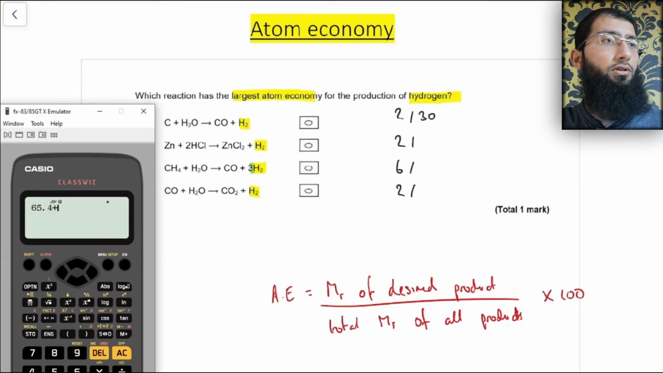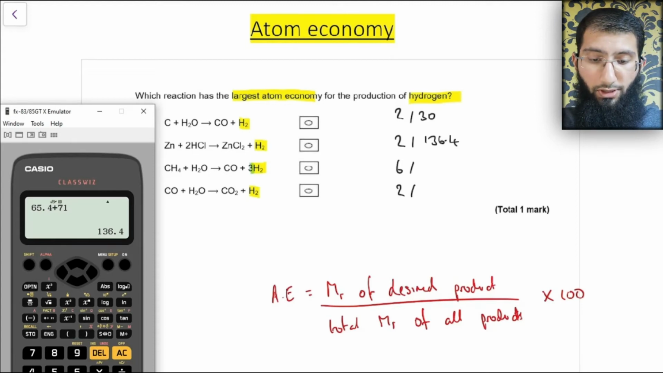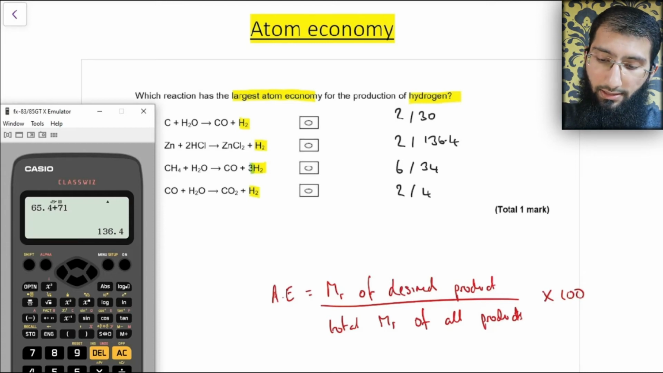65.4 plus 71. And that gives us a value of 136.4. Okay, let's do the third one. Again, we know carbon monoxide is simply 28. So 28 plus 6, because we've got 3 H2. So that gives us 34. And for the final one, we've got carbon dioxide plus hydrogen. Carbon dioxide has an MR of 44, hydrogen 2, so that's 46.